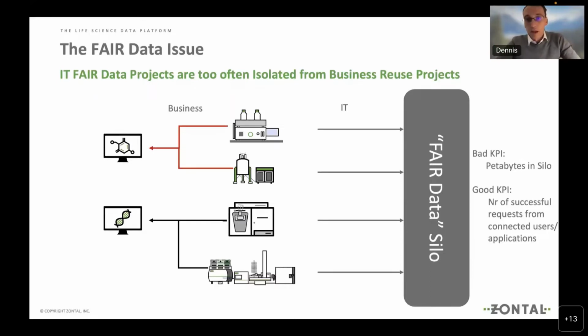A good KPI might be something like, what are the number of successful requests that someone from the business or user on an application queries against your data storage that actually results in a response which helps him to make a good decision. And so ZONTAL is all about using well-defined data in a FAIR format with the Allotrope supported structure to help people answer important questions and drive important decisions.